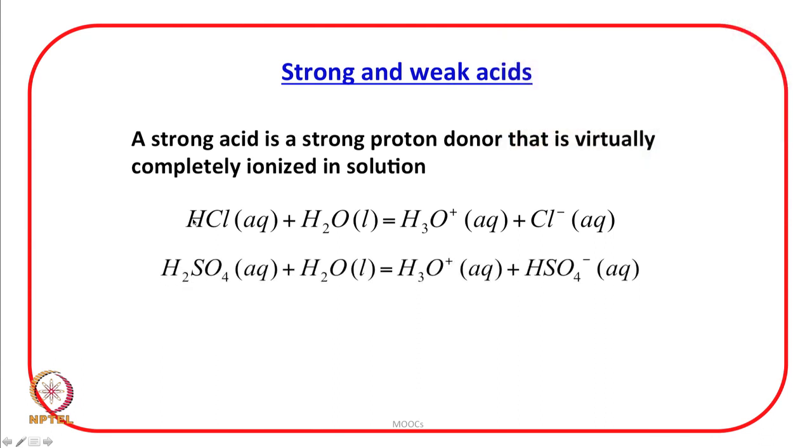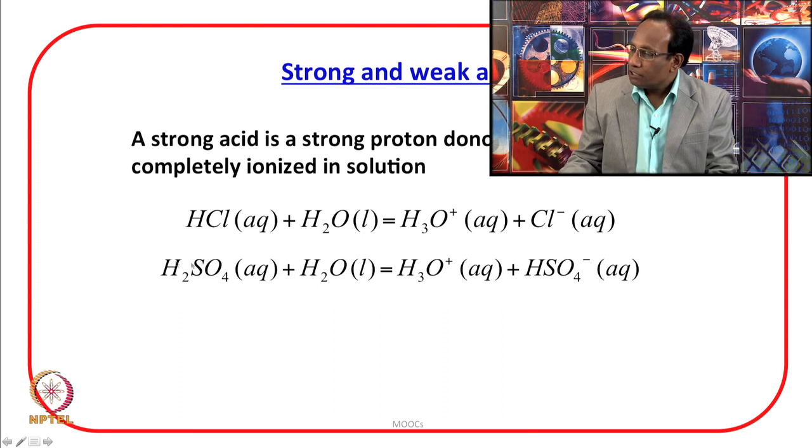Similarly, if we consider sulfuric acid, in water it donates a proton to water very easily and forms H3O+ plus HSO4-. This is also treated as virtually complete ionization. And that is why sulfuric acid is a strong acid.